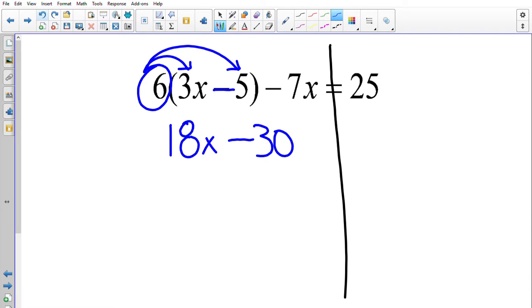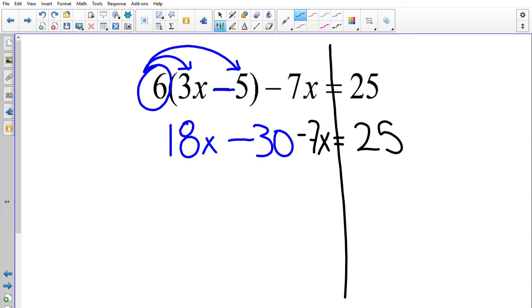And then do not, I repeat, do not go out here. Red is bad. Do not do that. You can't jump outside the parentheses. So the minus 7x just comes down. Equals then 25.